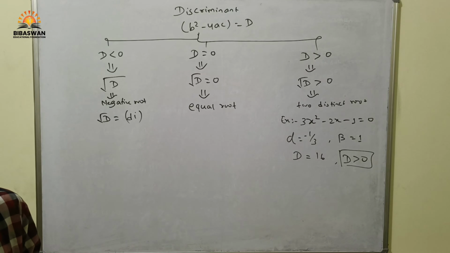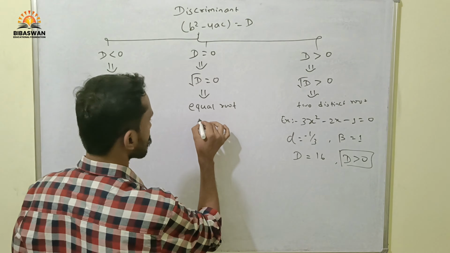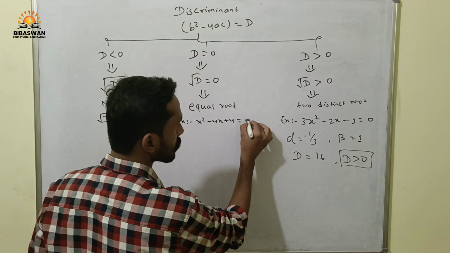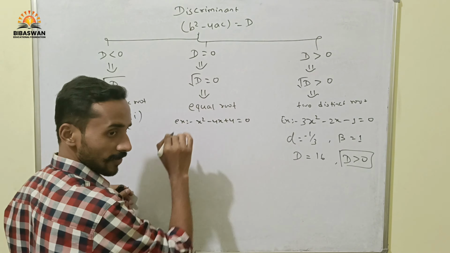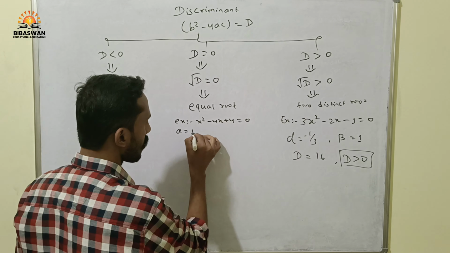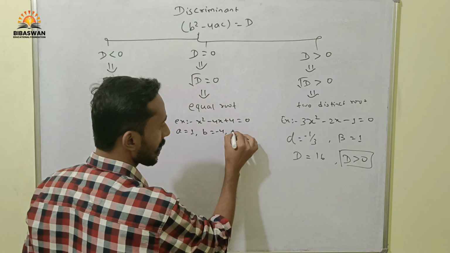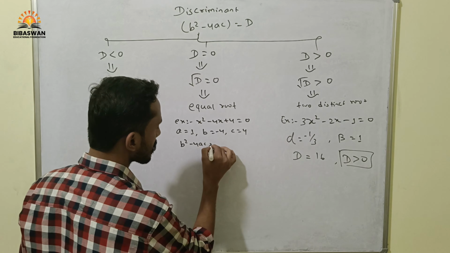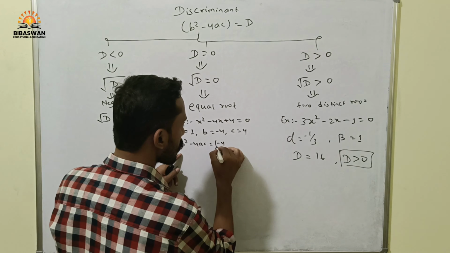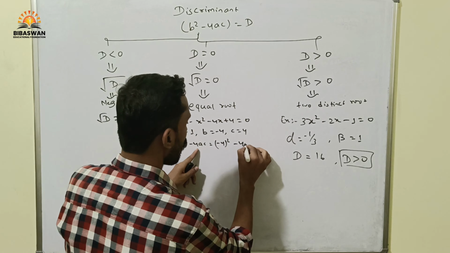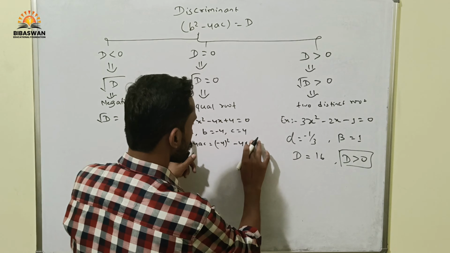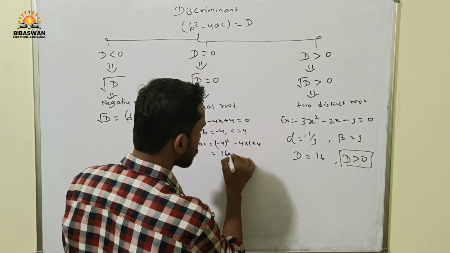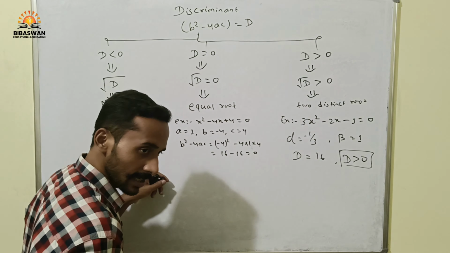Now a second question, x square minus 4x plus 4 is equal to 0. The second question is the case of equal roots. A is equal to 1, B is equal to minus 4, C is equal to 4. Then B square minus 4AC is equal to what? Minus 4 whole square minus 4 multiply 1 multiply 4. It becomes 16 minus 16. What is the value? 0.